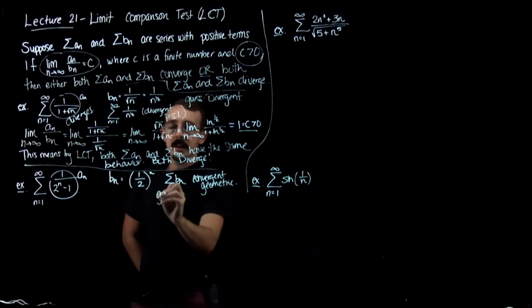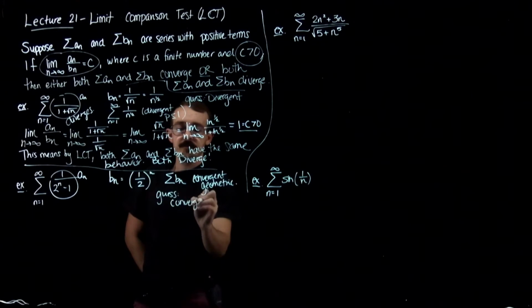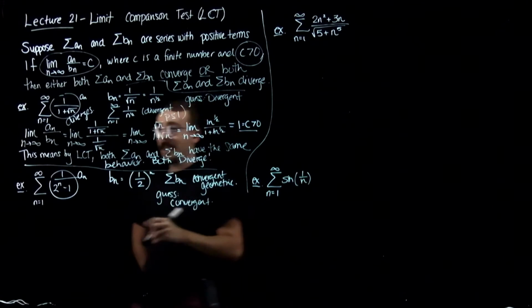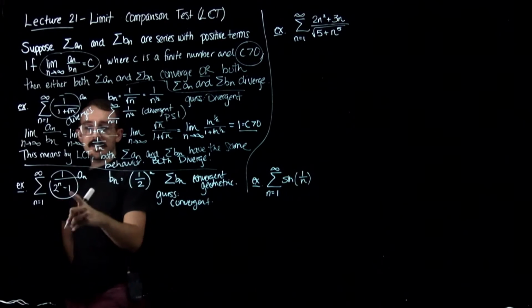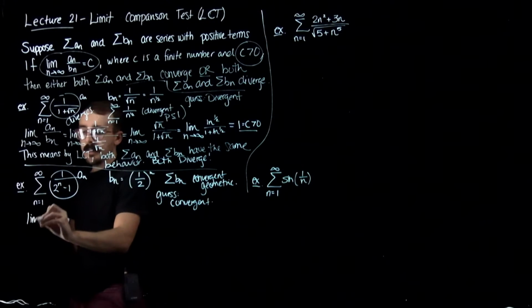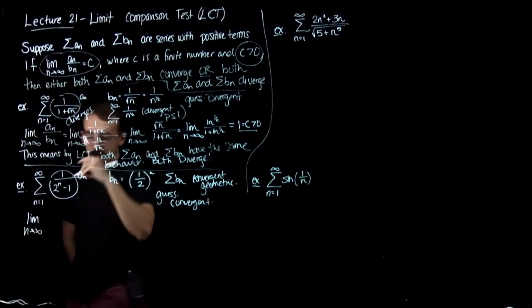So this means that my guess is going to be that this is convergent. OK, so let's go ahead and compare that to this, which the only difference between this and this is there's this minus 1 in the denominator. But let's take this limit and see what happens.